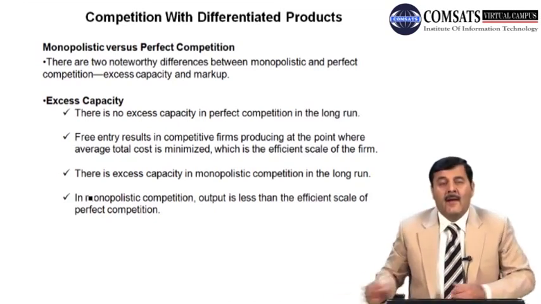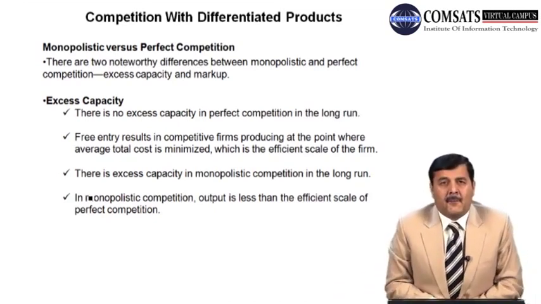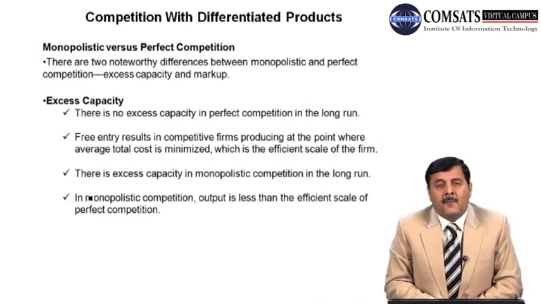So we can say that in case of monopolistic competition there is excess capacity within the firms. That means the firms can produce more, but they are producing less and they are charging price greater than marginal cost, greater than marginal revenue, and they are getting more profit as compared to the perfect competitive firms, right? And they are producing less than their optimum level.